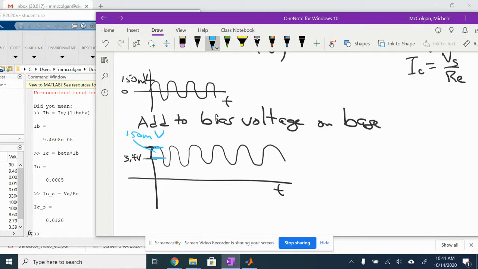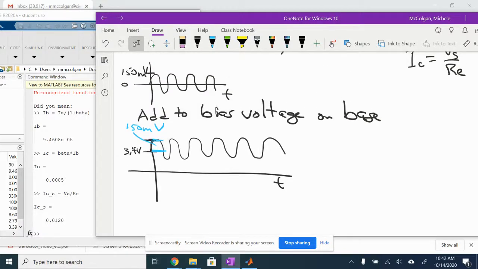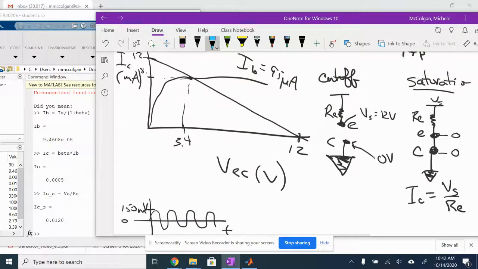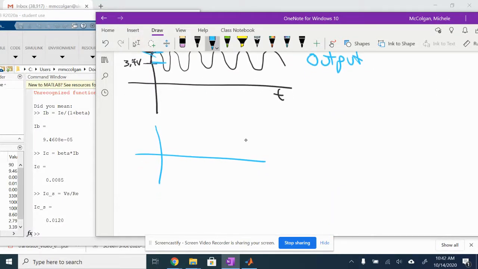And then on the output, I'm sorry, this is actually the output. Let's look at the input. The input is on the base, right? If I look at my base, that's going to be at 2.8 volts. And this is time, and I'm going to have the same signal here. From here to here, this is still 150 millivolts, the amplitude of my wave.